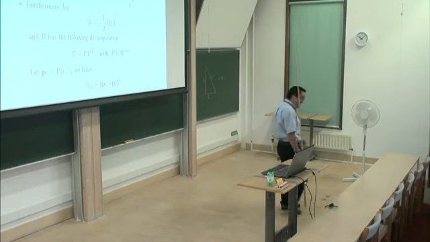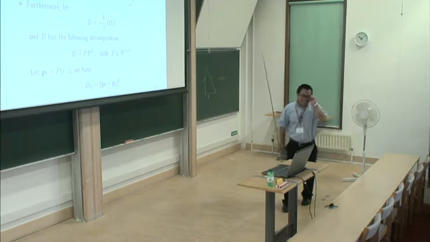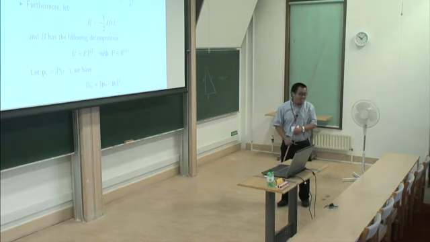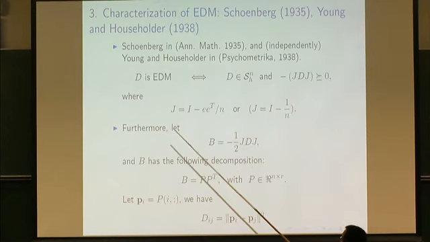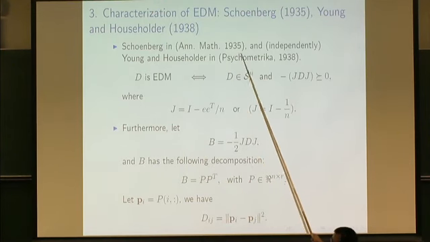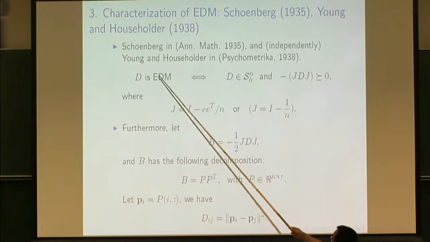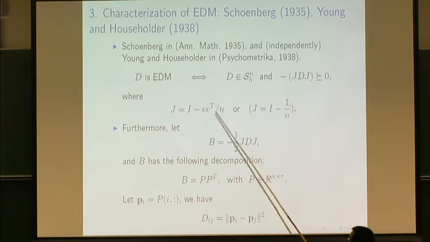Okay. So, consider the squared distance. This is a very famous result. I quite like it. It appeared in Annals of Mathematics in 1935 and following, and Schoenberg and Young and Householder, in Psychometrika in 1938, independently discovered this.